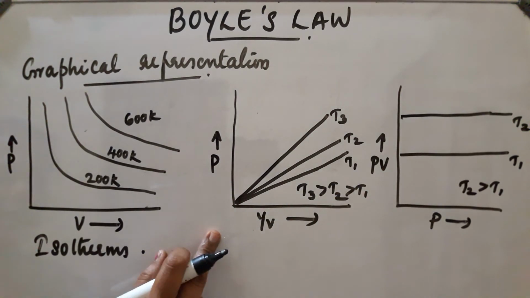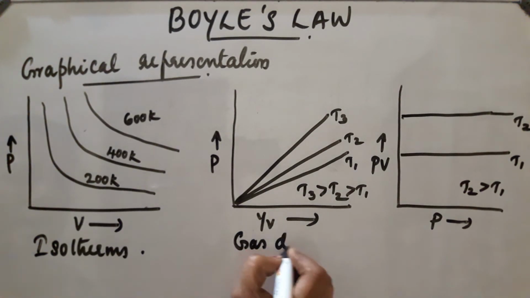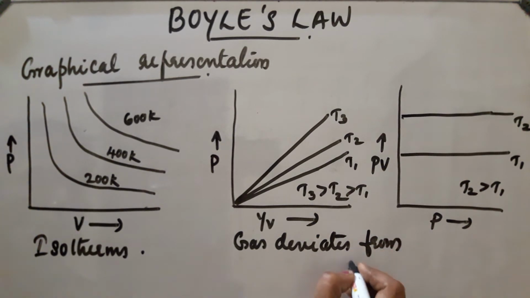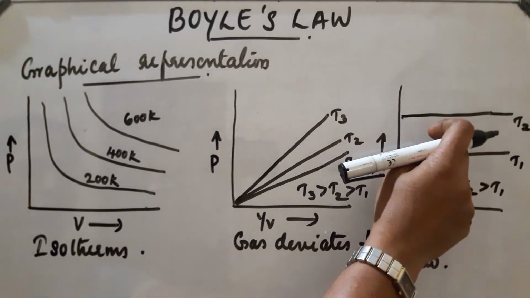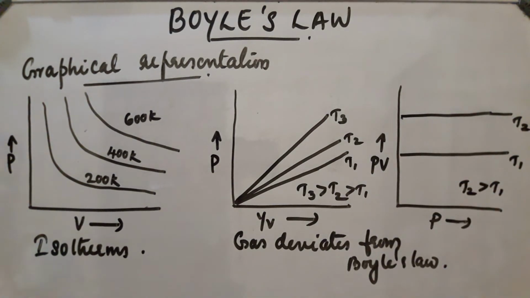From this graph we can see that at higher pressures the gas deviates from Boyle's law. Now in the third graph, T2 represents the highest curve. T2 is greater than T1. So at high temperature the highest curve is obtained. So these are the different graphical representations of Boyle's law, and gases are highly compressible also.